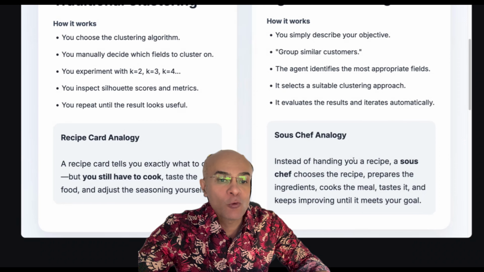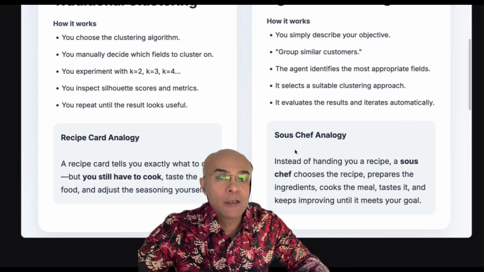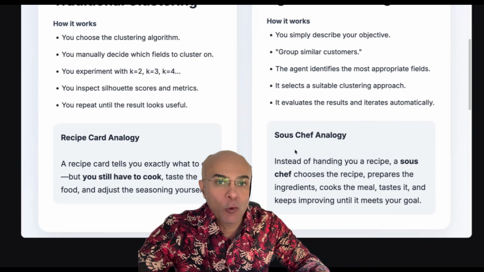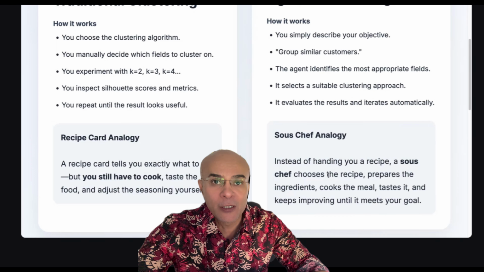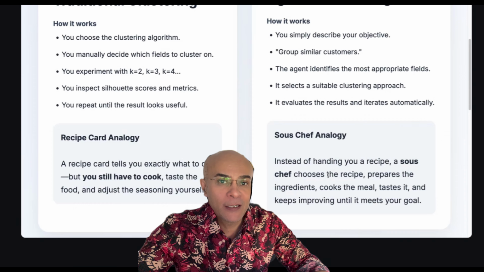But in the case of agentic clustering, you have the opportunity of being creative. So you are a sous chef. You first decide what the objective of making food is. For example, it could be for a restaurant or it could be for some special event. Then based on that, you decide what different ingredients you need, and then you cook and make the recipe accordingly. So that's the difference between traditional clustering and agentic clustering.